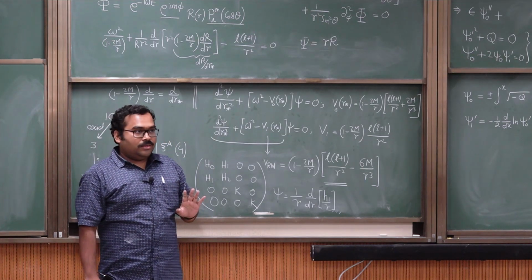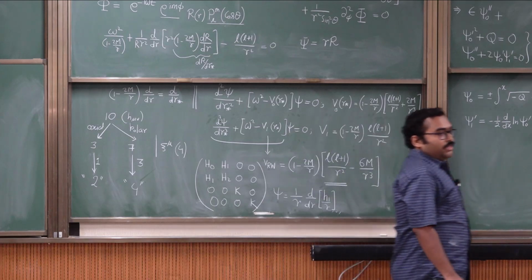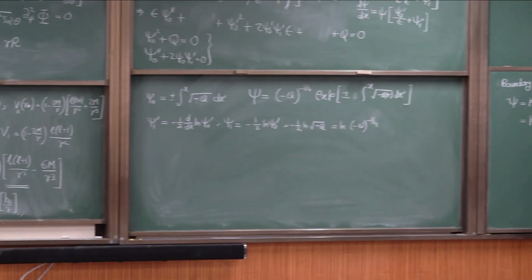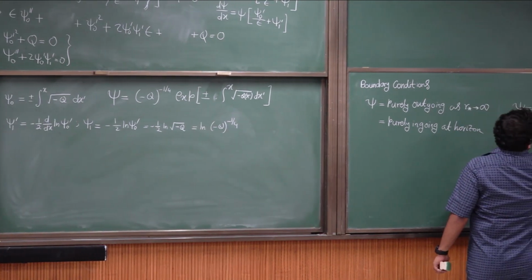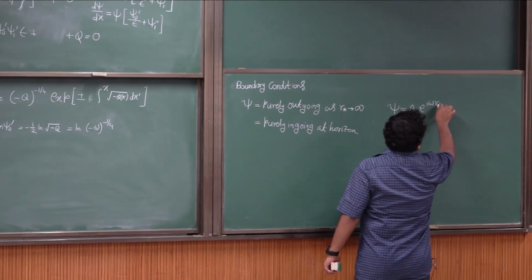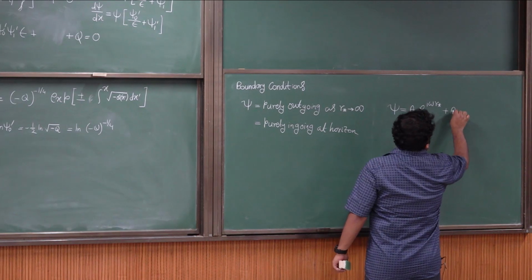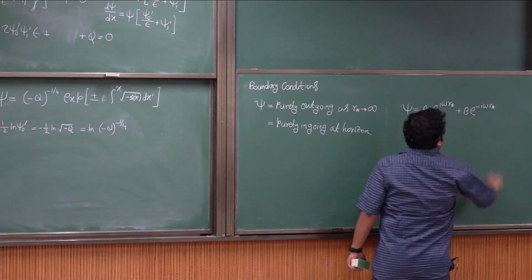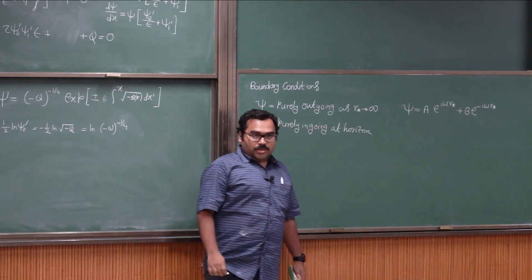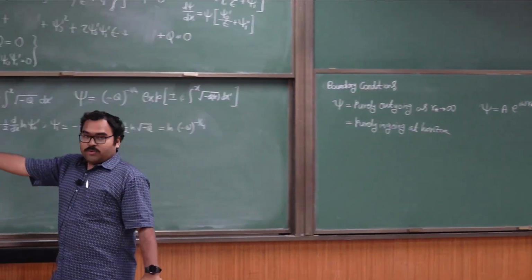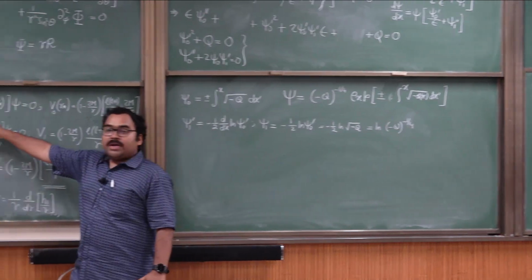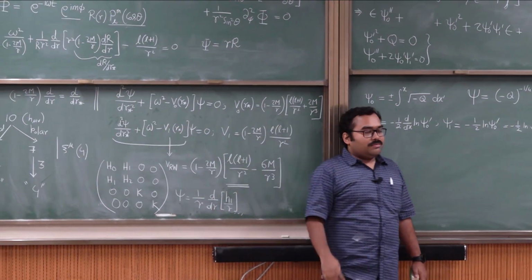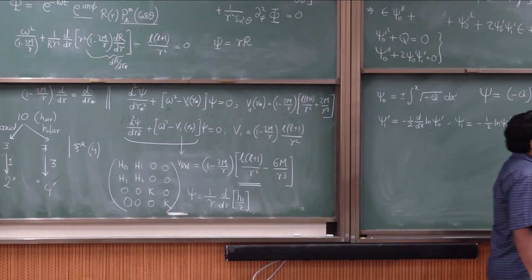Right, everyone? So what is the most general solution for psi at infinity? The most general solution would be a e to the I omega r star plus b e to the minus I omega r star, because at infinity there is no potential, so it's a free particle with an energy omega, and the solutions are e to the power plus minus I omega r star.